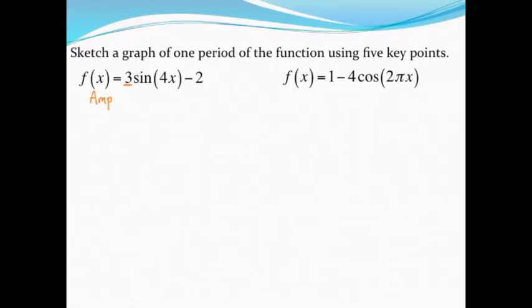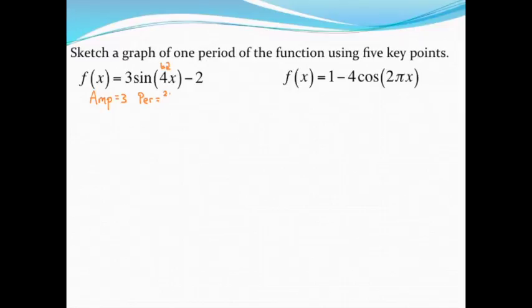First thing I want to know is the amplitude. That's still just the a value, so the amplitude of this graph is going to be 3. Also, I'll still want to know the period of the graph, so I can graph one period. Remember, that depends on what the b value is, and the b value is 4. That doesn't mean the period's 4, but it does help me find the period.